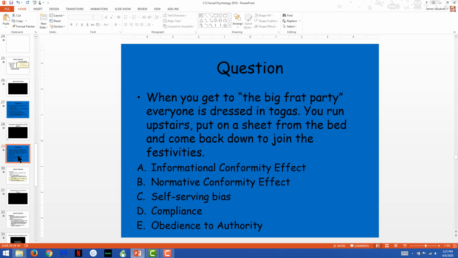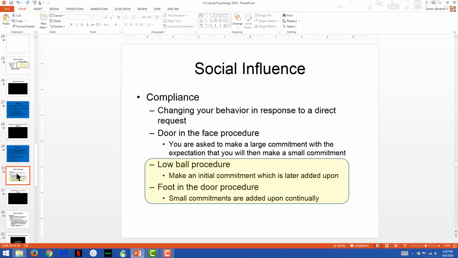That would be B, the normative conformity effect. Normative conformity is when you match your behavior to the behavior of the group. That's what you saw in the video when people stayed put in the room that might have been on fire because other people were staying put. If you come to a party and everybody's dressed in togas and then you go dressed in a toga yourself, that's normative conformity.